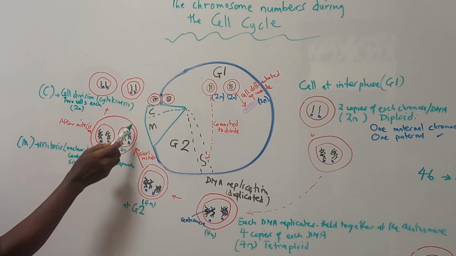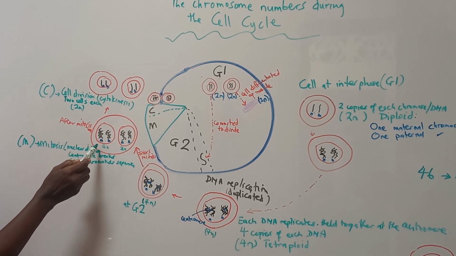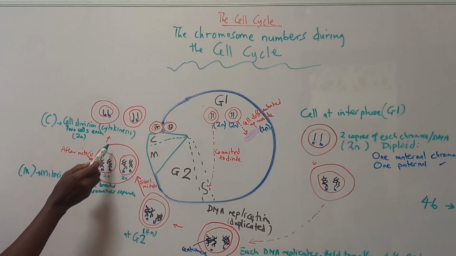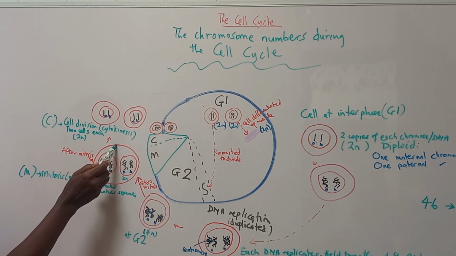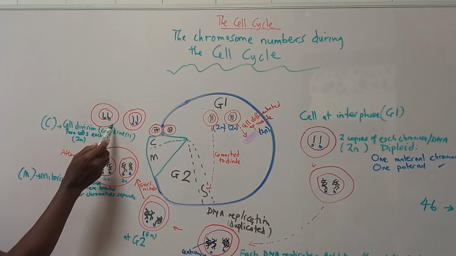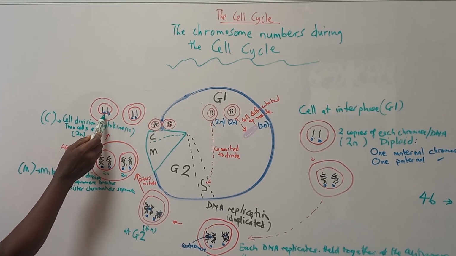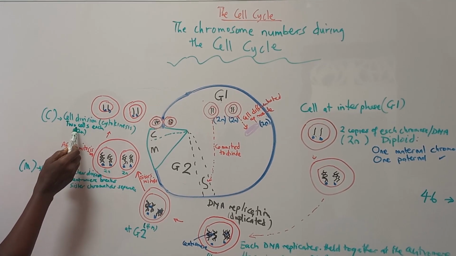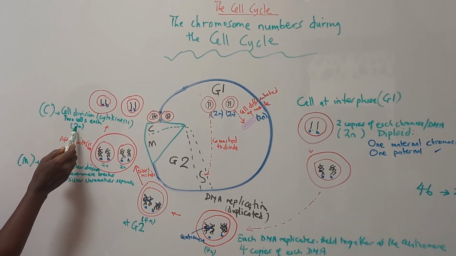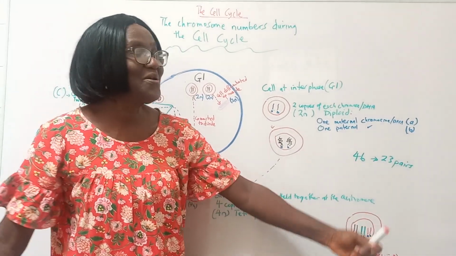After these diploid nuclei form in mitosis, the phase that follows is cytokinesis, where the cytoplasm divides. So here the cytoplasm has divided and you have two cells, each of them with two chromosomes, and it's 2N because it's two copies.